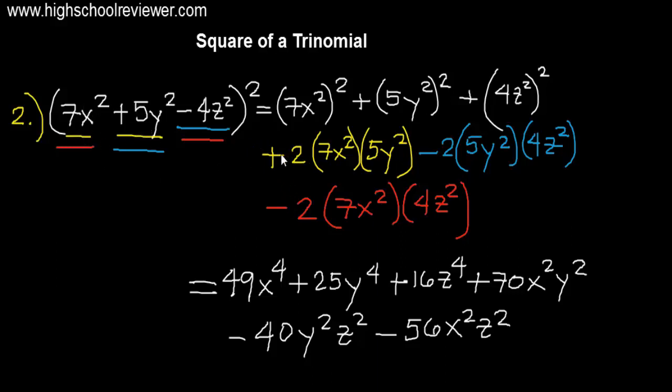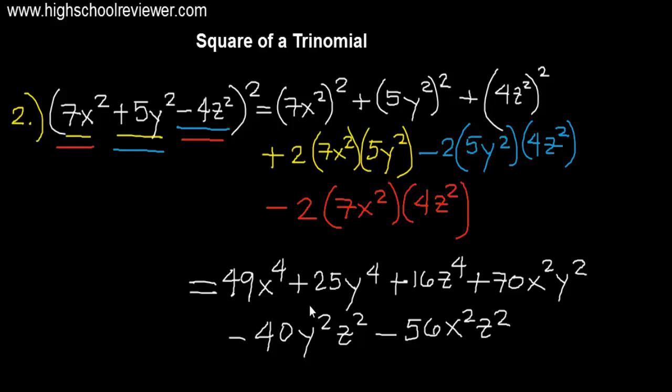Positive times positive, we have here positive 2 multiplied by the first and the second term, and then multiply by 2 the second and the third term. Positive multiplied by negative, we have negative, so negative 2. And then third, we will multiply by 2 the product of the first and the third term. Positive multiplied by negative, that is negative.